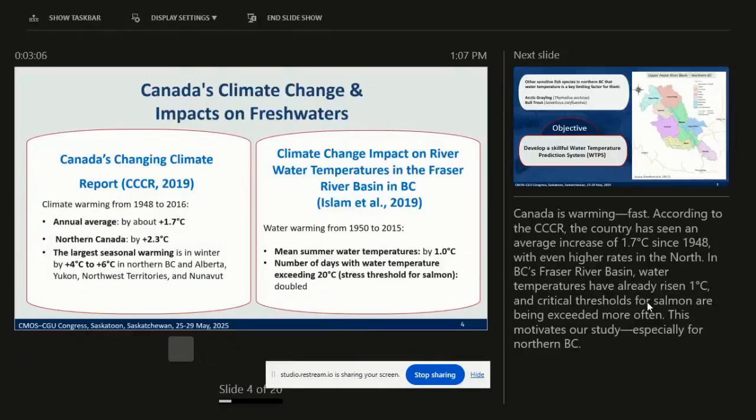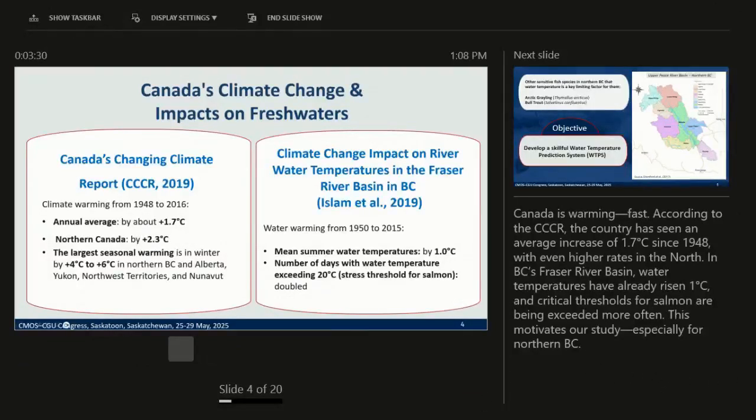There's a study by Islam et al. in 2019 where they looked at the impact of climate change on water temperature in the Fraser River Basin, where they found that from 1950 to 2015, the summer water temperature also increased by 1 degree. This is only 1 degree in water temperature, but the effect is that the number of days where the temperature exceeded 20 degrees, which is the stress threshold for salmon, has almost doubled.